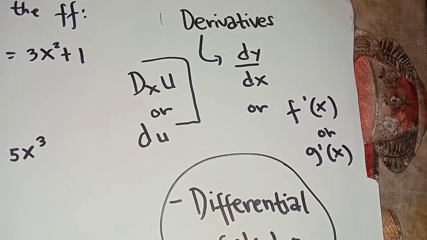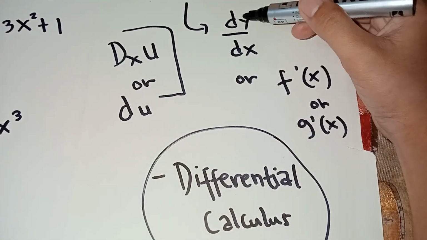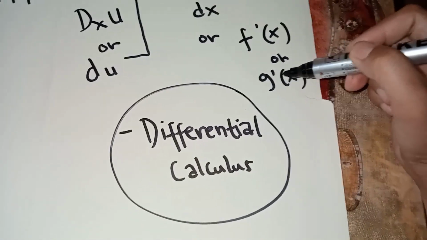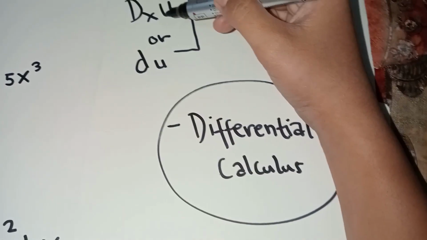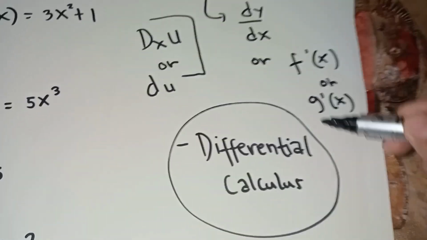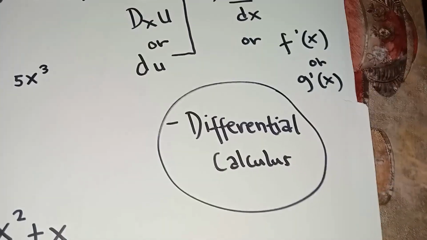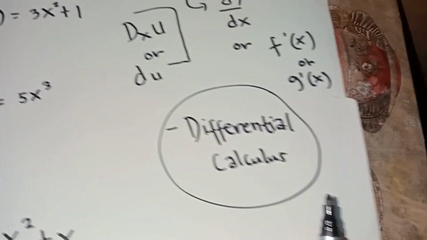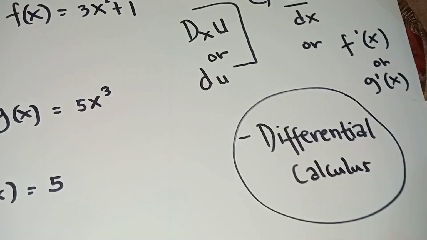For today's video, I will teach you how to use derivatives. Derivatives can be written as dy over dx, or f prime of x, or g prime of x. Other books use dx of u, or derivative of u. During our college days, we had differential calculus, but in the K-12 program, we have pre-calculus. This time, we will have an example of how to use derivatives in a given function.